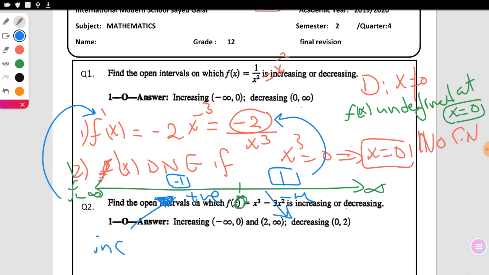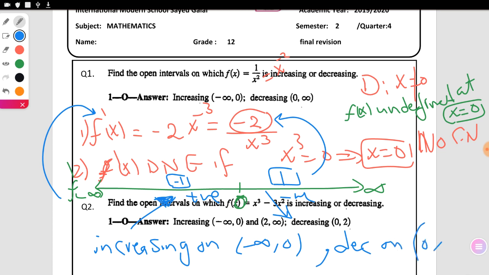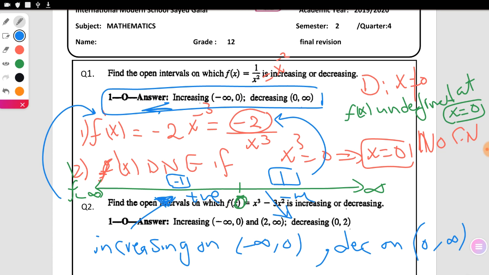Increasing on which interval? On negative infinity and 0. Decreasing on which interval? 0 and infinity. This is the answer which I give you. It will not be given in the exam, but it is here to help you. You have to solve, and I give you this part just to check your result.